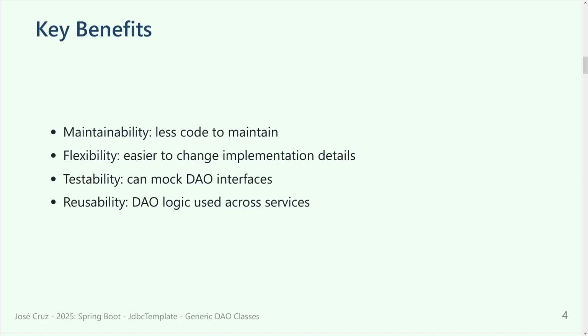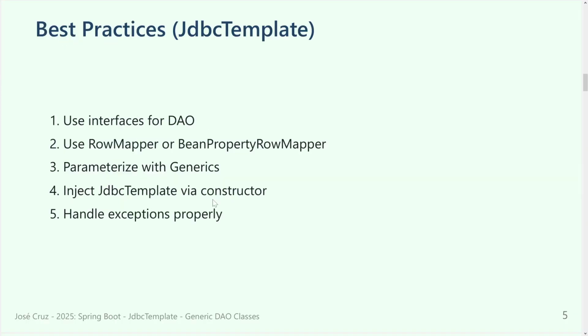Again, it's a good thing, but there is always the trade-off. A simple failure here has a big impact on your application. Best practice, using JdbcTemplate in a general way. Use interfaces for DAOs. It's even for beans. It's always because later you can replace with a mock or a fake class for testing. Use RowMapper or BeanPropertyRowMapper. Okay, these are the two ones. In our case, we'll be using BeanPropertyRowMapper, but we can also use the other one.